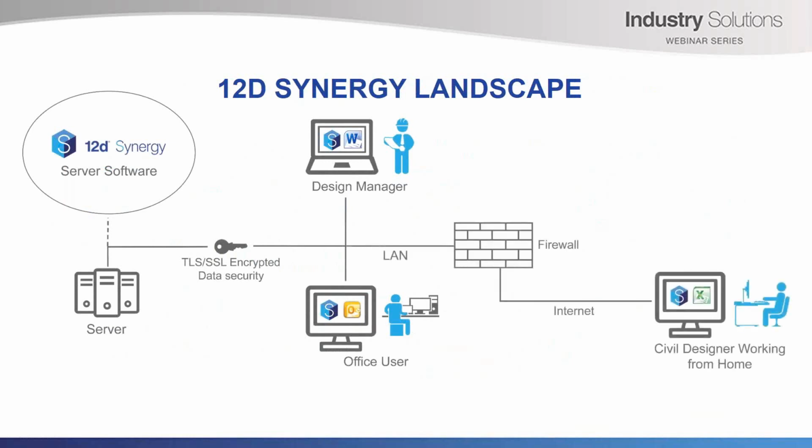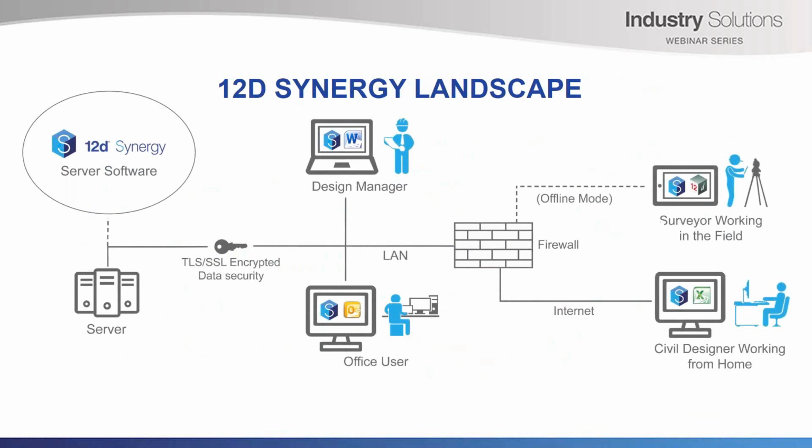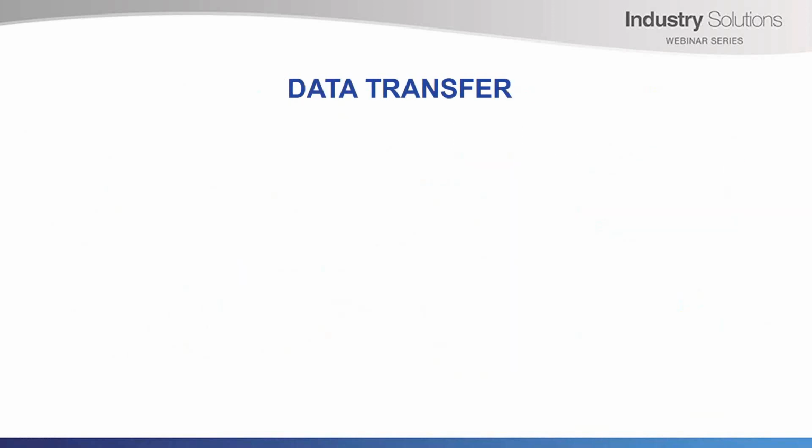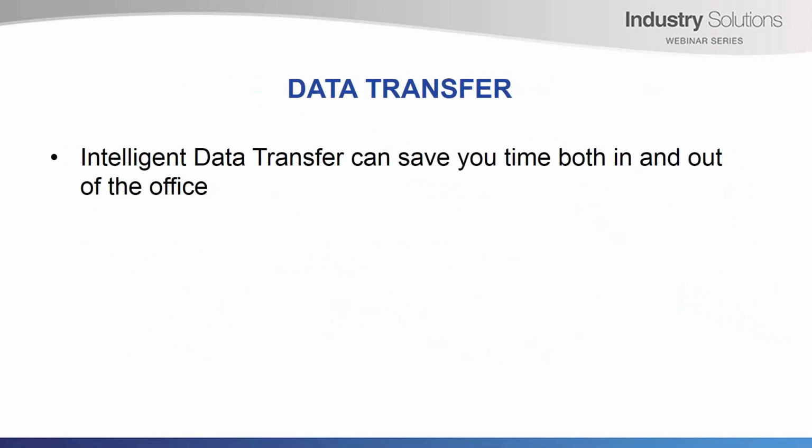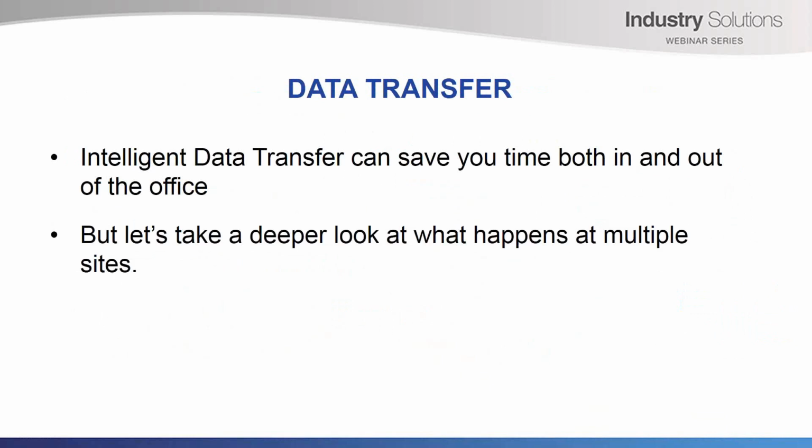Someone might be accessing that data over the internet from home. Maybe they're working offline in the field with our offline mode, or using the new data synchronization tool with semi-disconnected tablets. So there are lots of different ways you can connect up to that server. Intelligent data transfer in that layout can save you time both in and out of the office. But let's take a deeper look at what happens when you have multiple sites or multiple offices.